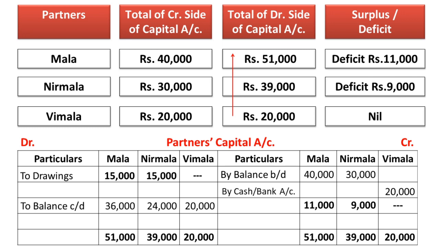Now deficit means the amount of capital is lesser as compared to the capital as per new profit sharing ratio, and therefore these amounts are receivable from the partners. So this can be received in form of cash, or it can be transferred to current account, or it can be treated as loan given to the partners, and accordingly we have to record in the balance sheet.